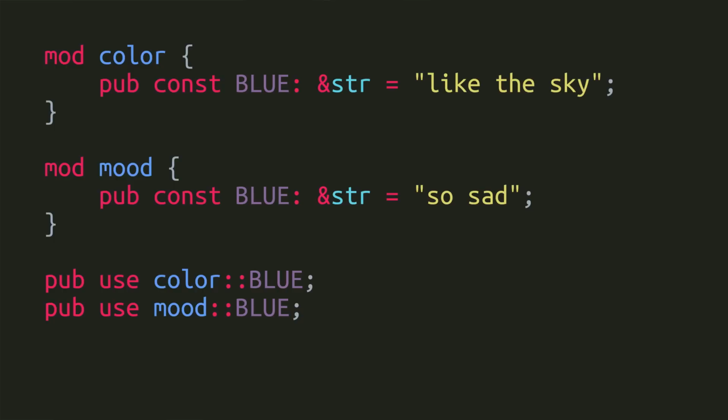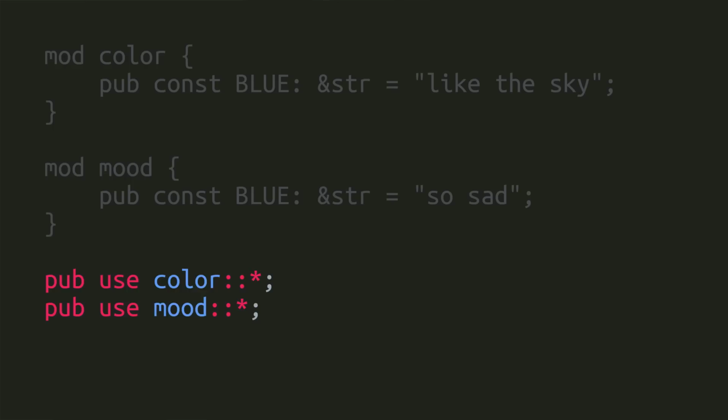Number 6, there's now a compiler lint for ambiguous glob re-exports. There was already a lint for when you try to re-export the same name explicitly, like our attempt to re-export blue from multiple places here. Now the lint works when your re-exports are glob re-exports using the asterisk symbol. Up until now, you wouldn't get an error until you actually tried to use the re-exported symbol. Compiling would fail, citing that it was ambiguous which blue should be used.